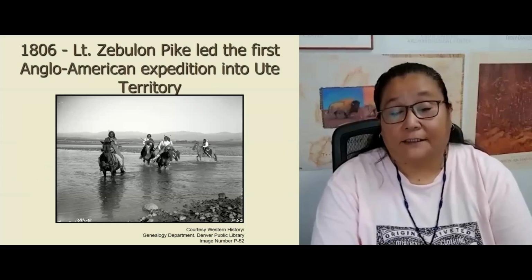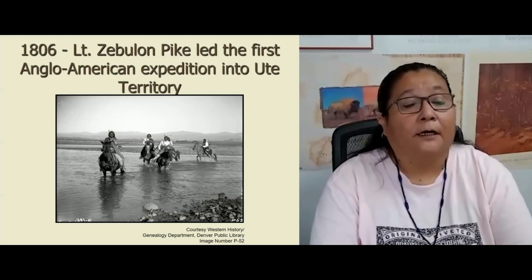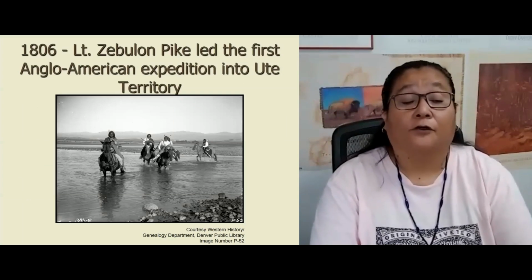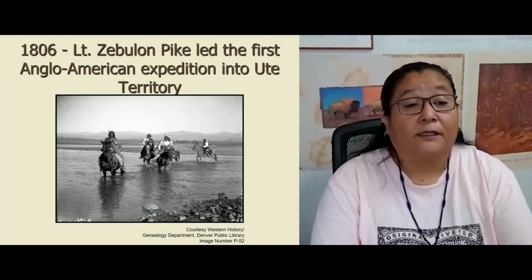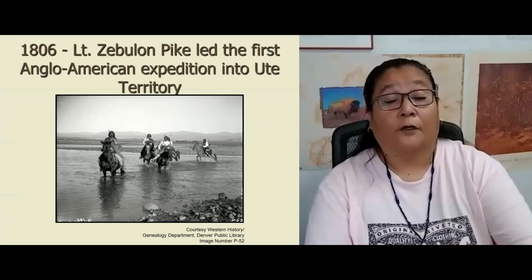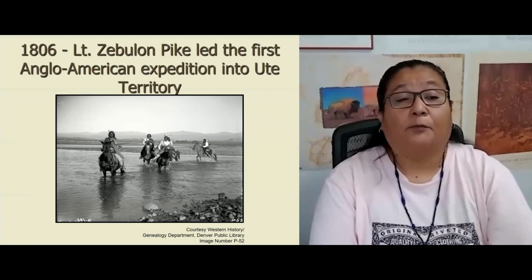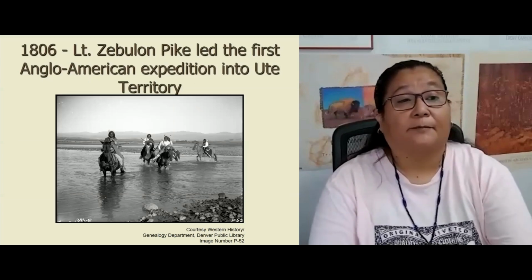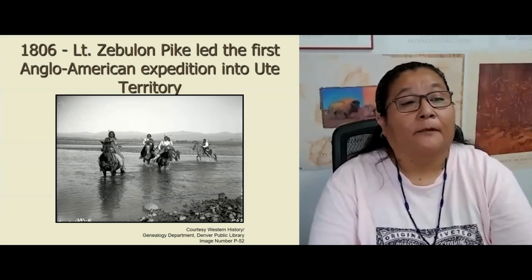So 1806, Zebulon Pike is one of the first ones to come into Ute country. And prior to that, of course, you got the traders who were coming in. And because we lived up in the mountains, our fur was really great. And a lot of our fur got actually sent to England. And people use those. But Zebulon Pike is one of the first people in Ute territory.